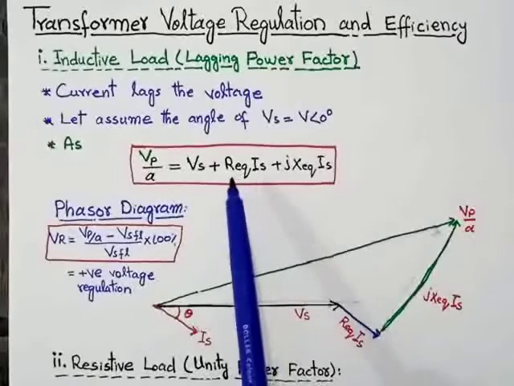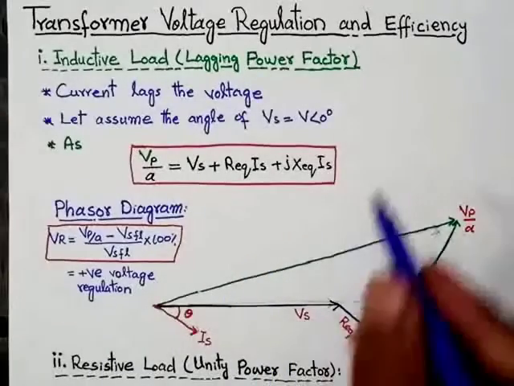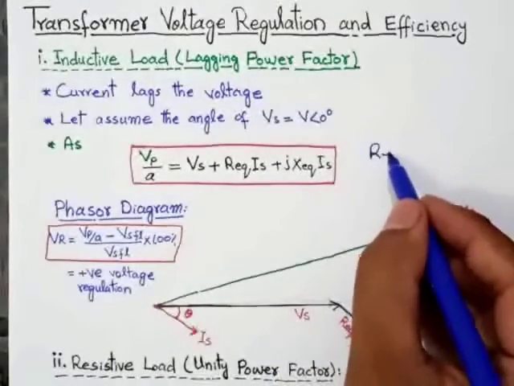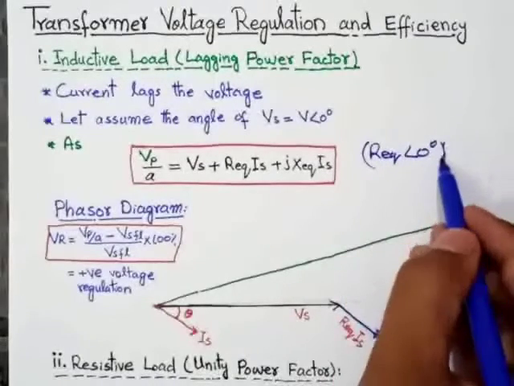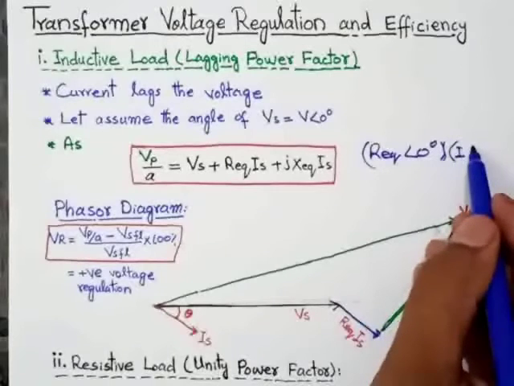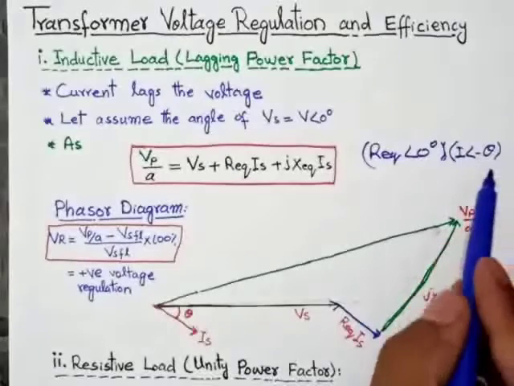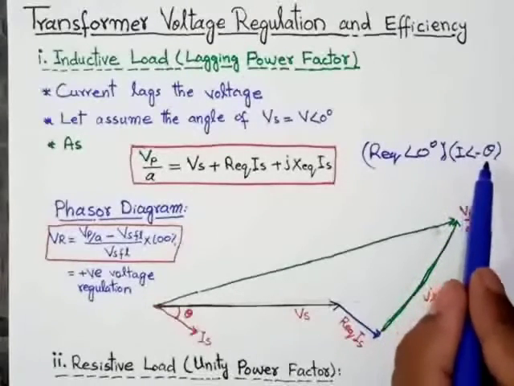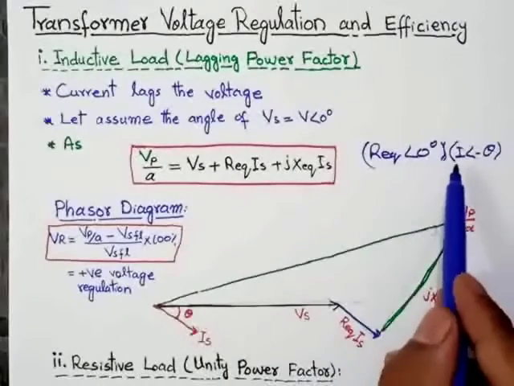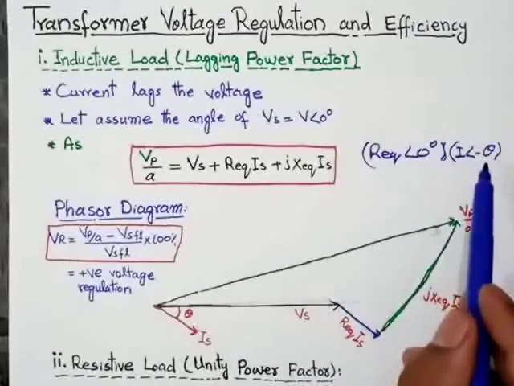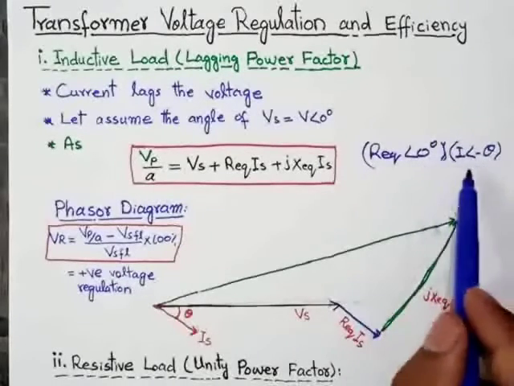So that's why the angle of the R into I will be in minus as well, because the angle of the R is 0 degree and the angle of the current is minus theta, because of the lagging load. In case of inductive load, current lags, so that's why the angle of the current is minus theta. When we multiply R into I, the angles will add up. So when we add minus theta to 0, the overall angle will be minus theta.